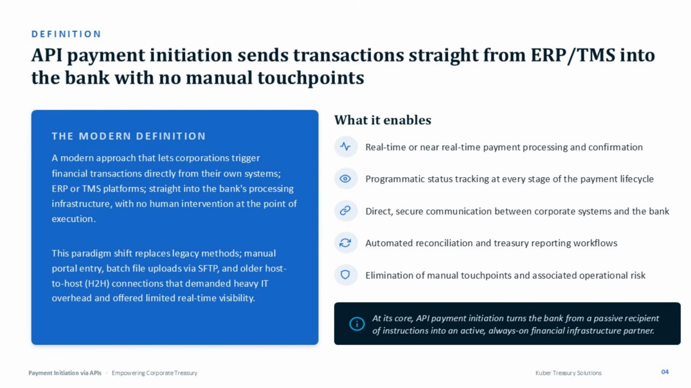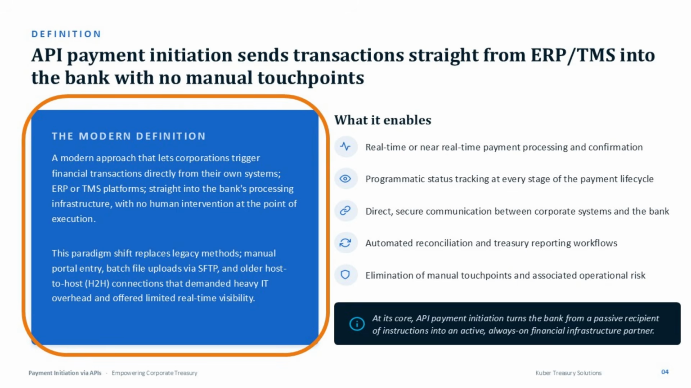API payment initiation means a company can send a payment instruction directly from its own system to its bank. That system might be an ERP system or a Treasury Management System, or a TMS.